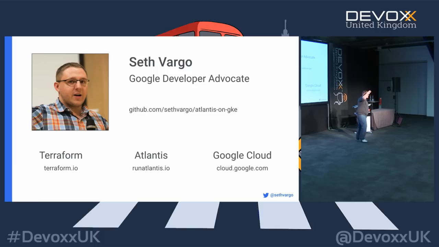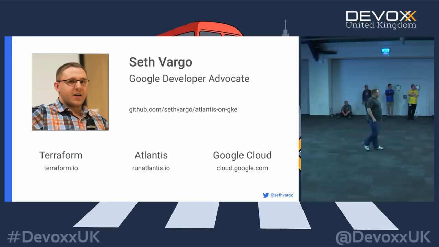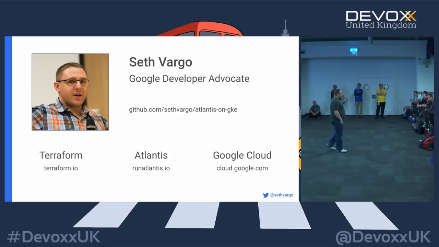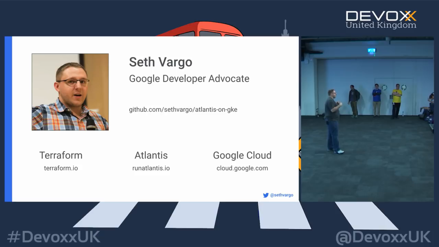Sorry. Yeah? Is there a way to manage the locking without doing Atlantis? Kind of. So Terraform state itself supports locking if the underlying backend supports locking. So for example, if you're using Google Cloud Storage, it automatically supports locking. So if two people try to run Terraform at the same time against the same GCS bucket, one of them will fail. It'll say, hey, Terraform's in process.